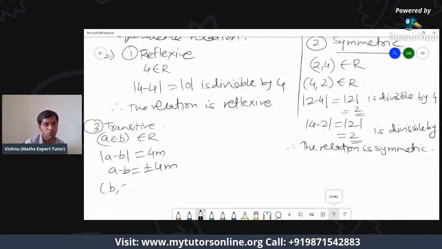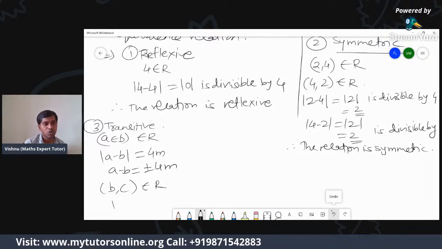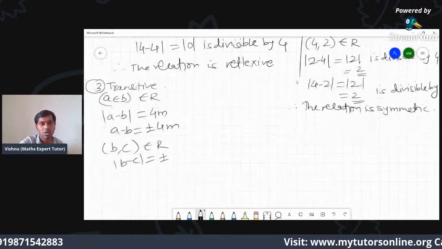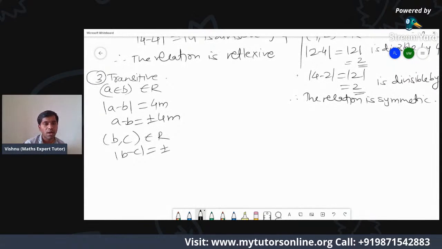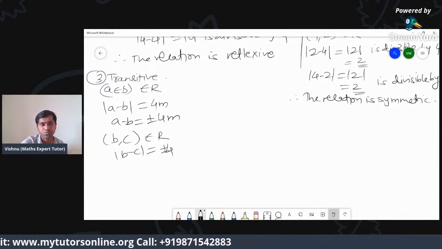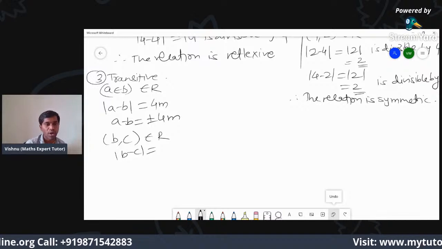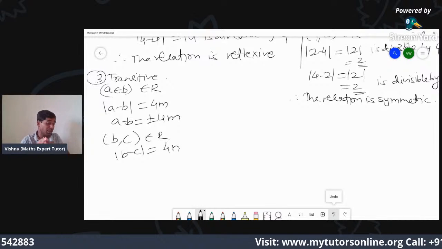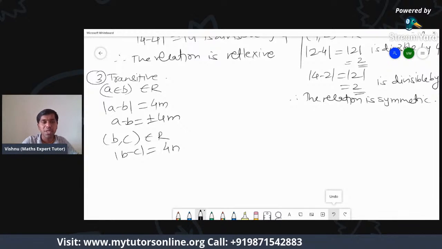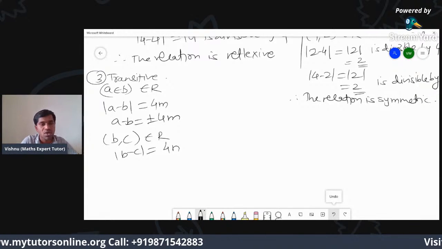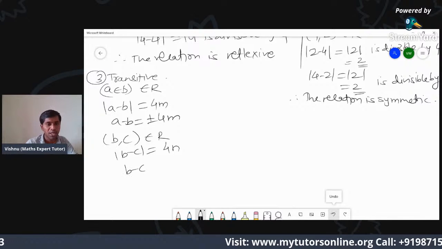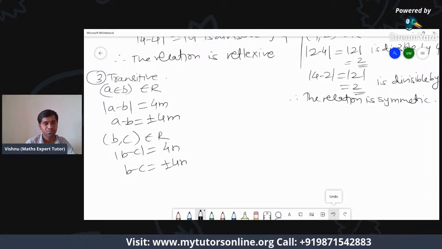Similarly, we will have to take one more, B comma C. Assume that B minus C is plus or minus 4m. Assume that it is divisible by 4. Of course, I'll take the numbers and show you also. But for now, assume that B and C is there and A and B is there. So B and C is a multiple of 4, which means B minus C will be plus or minus 4n.